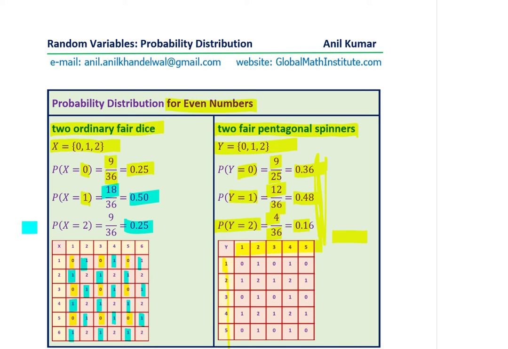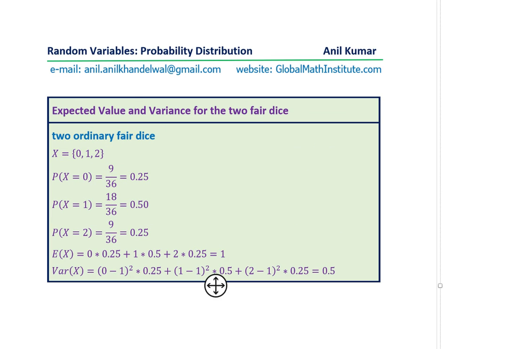Perfect. So I hope till now it is very clear how we define our events, what are the possible numbers they can get, and what is their probability. Now it's time to find the expectation and variance. So let's calculate this.